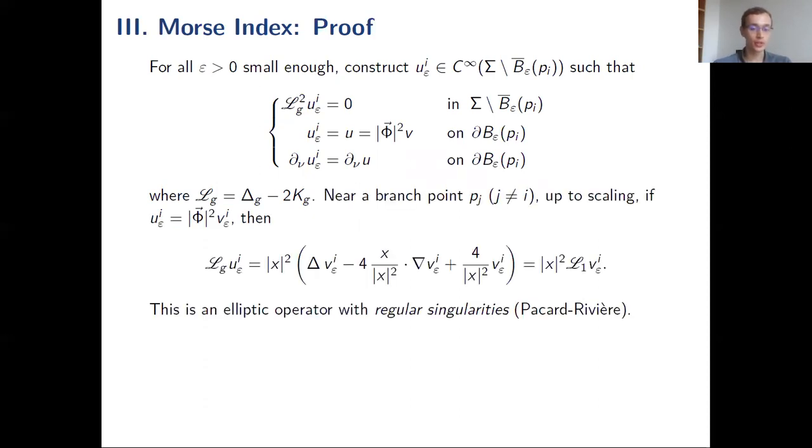And in the analysis, we need to make some indicial root analysis. In this one, we can see that this Jacobi operator near the end, in the case of immersion, will simplify a lot. It will look like x squared times this second order elliptic operator, delta minus 4x over x squared times the gradient, plus 4 over x squared, which is called an elliptic operator with regular singularities, as you can see in the book of Pacard and Rivière on Ginzburg-Landau, except that there's an additional term of order 1, but it's the right generalization of this.